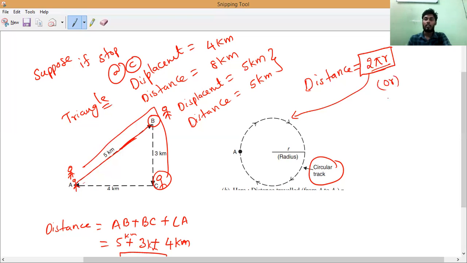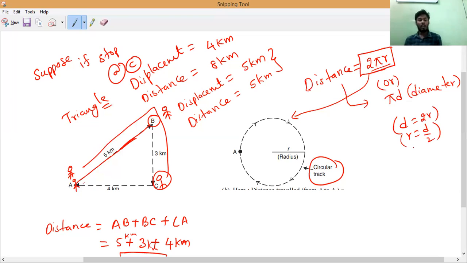Remember, instead of r, we can say pi d. Here they mentioned radius, so I am taking 2 pi r. If they have given diameter, then what is that? Pi d is the formula for distance. Clear, everybody? Yes, sir. Because distance is equal to 2 pi r, and r is equal to what, guys? d by 2. Okay, that is what you have to remember.